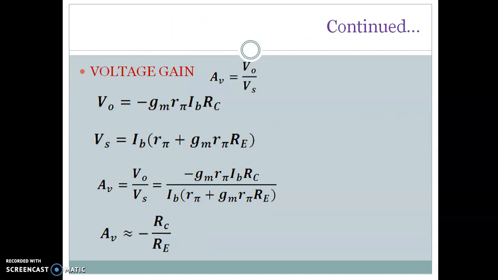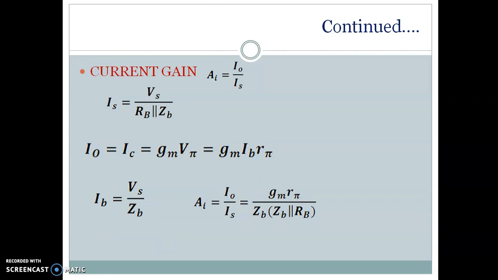So next, voltage gain, it is V0 by Vs. So V0 is nothing but the current through your RC, that is minus Gm R pi Ib times RC, and we have already expressed Vs in terms of Ib. So once we use this relation, we can cancel out your Ib, and we can take Gm R pi outside, because here we got Gm R pi. If we take it outside, then R pi will get cancelled. Here you will get 1 by Gm plus Re. That 1 by Gm quantity is going to be very, very small. So therefore we can take it as minus Rc by Re. This minus sign indicates that there is a 180 degree phase shift between your input and output.